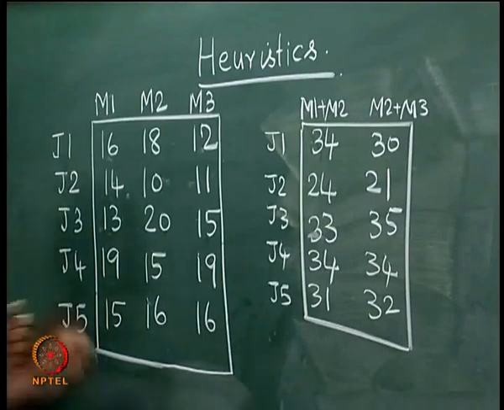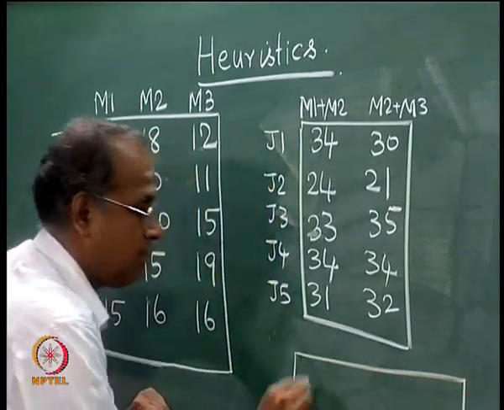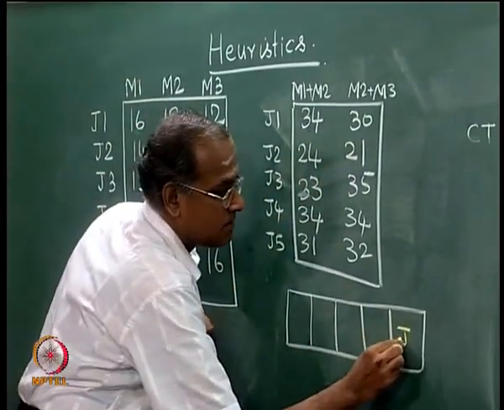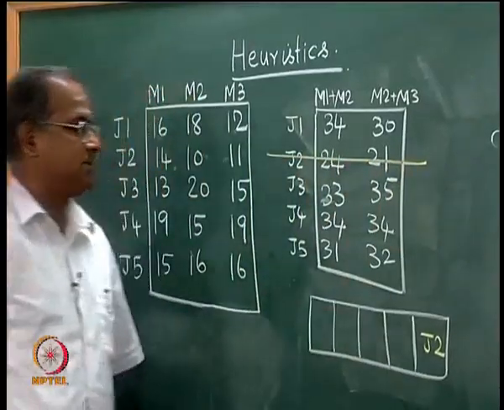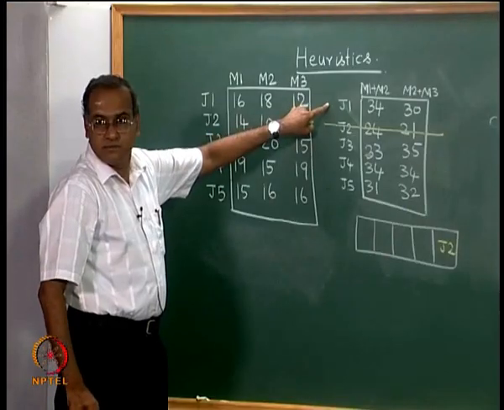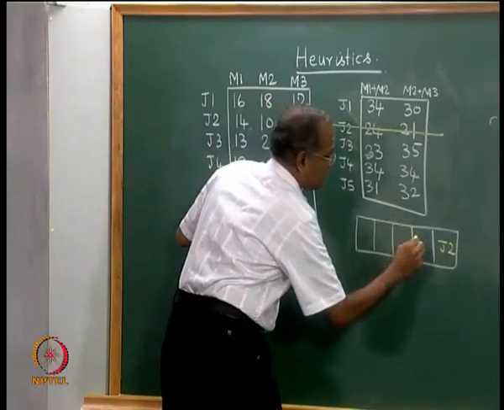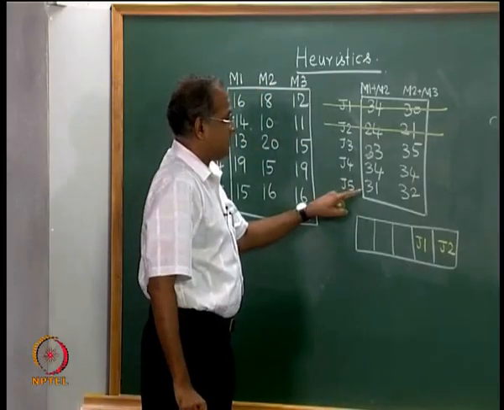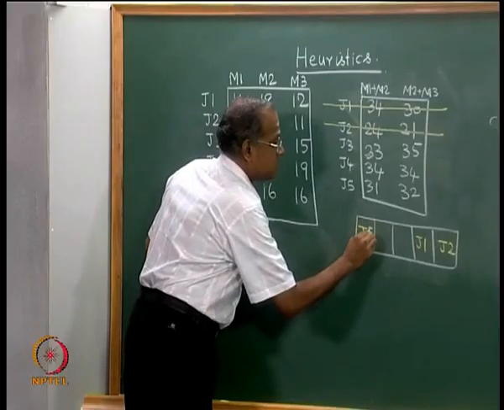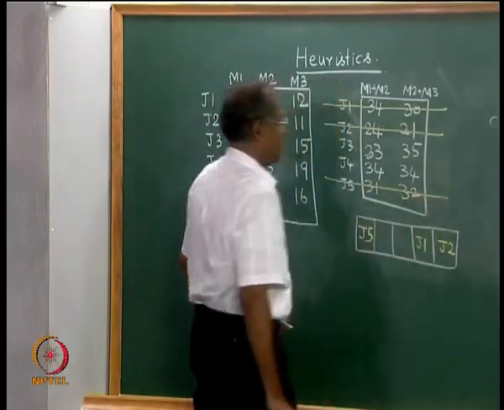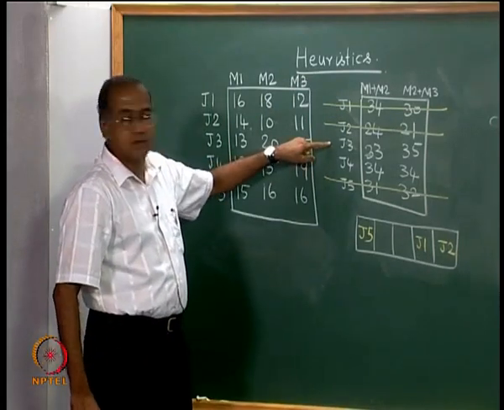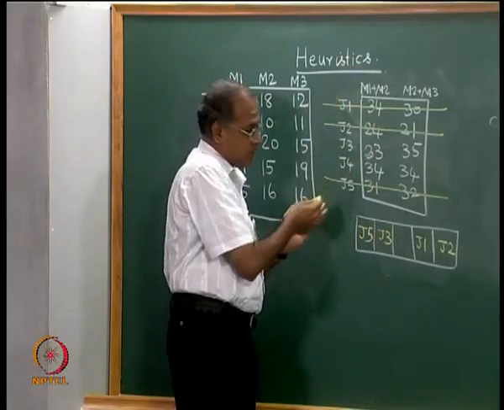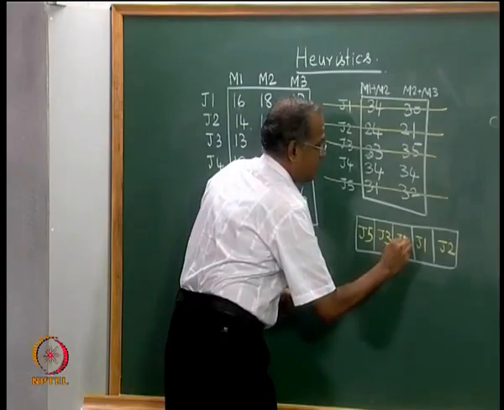So now we make the Johnson sequence for this. The smallest one is 21, so J2 goes here. The next smallest one is 30, so J1 comes here. The next smallest one is 31, so J5 comes here. The next smallest one is 33, so J3 comes here. 33 is on the first machine, so it comes from the left, and the only one available is J4.